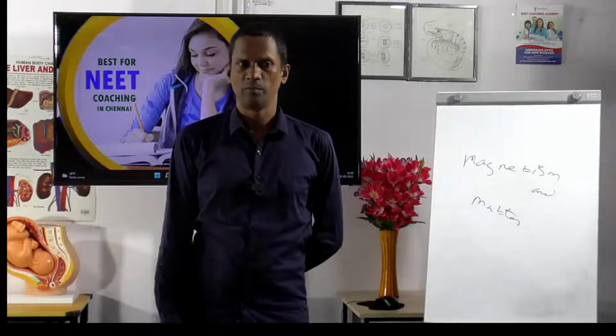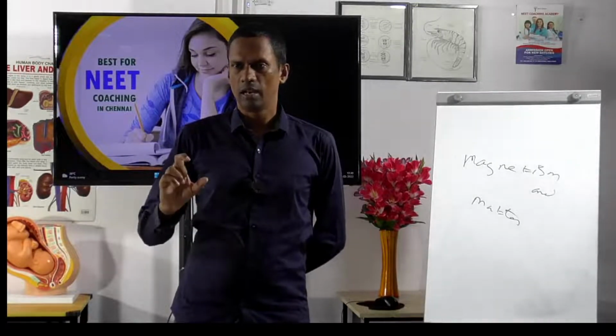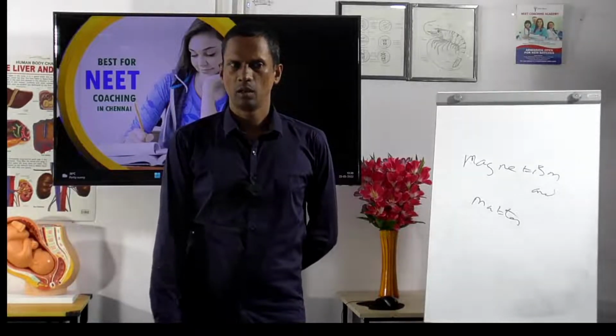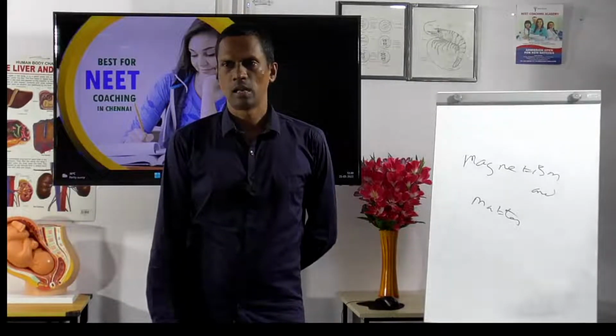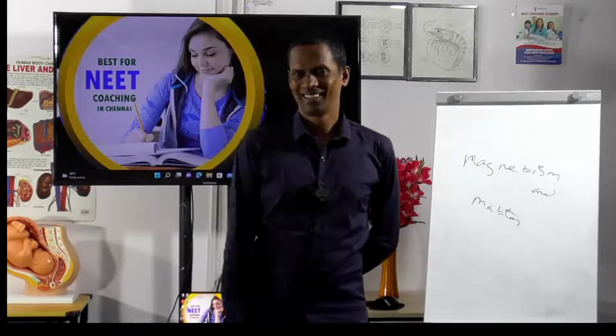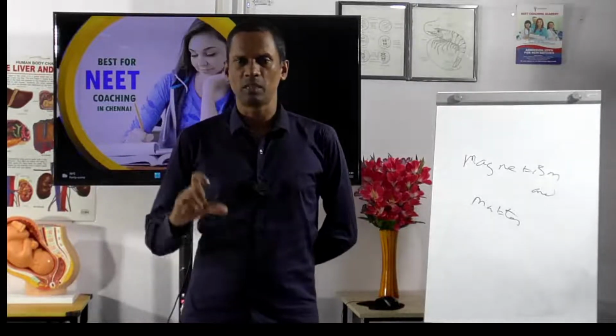Let us assume Earth is revolving around the Sun. Let us assume Earth has lost all its magnetic power. What will happen? You understand my concept?